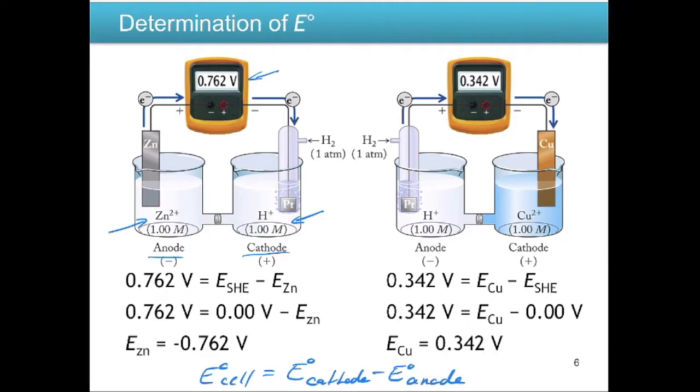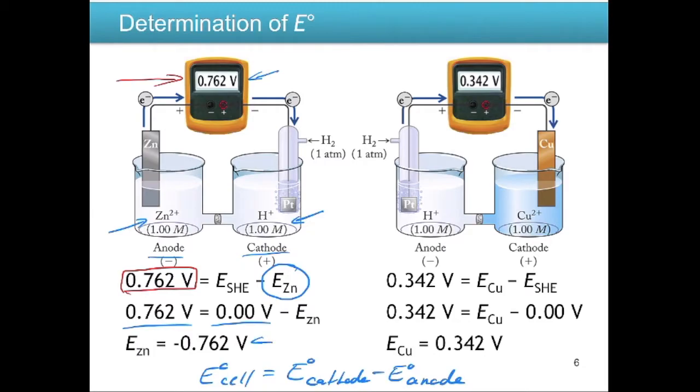So in this case, we know what the overall voltage is. We know E cell being 0.762 volts. So here we are right here, 0.762 volts. And we're trying to figure out what the voltage of the zinc half reaction is, this one right here. So we know what the overall potential is. We've defined the standard hydrogen electrode to be 0 volts. So all we have to do now is solve for the zinc half reaction, and we end up getting minus 0.762 volts.